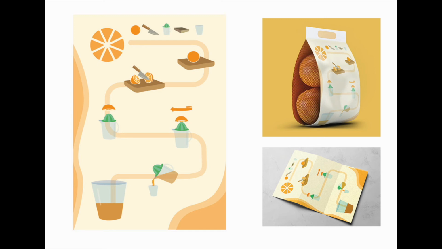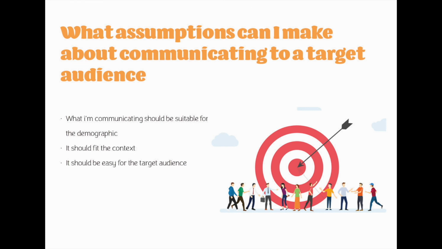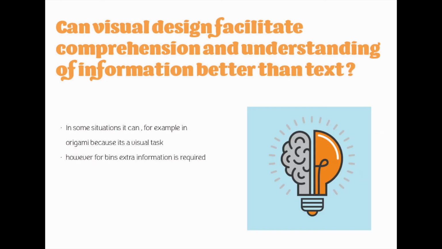I ensured that the grid structure is even and easy to understand to decrease the mental load and allow it to become flexible in application on other interactive formats such as the orange bag and the flyer. I assume that what I'm communicating should be suitable for the demographic, and it should fit the context of the situation or instruction and should be easy for the target audience to understand. This can depend on the context of the information design.